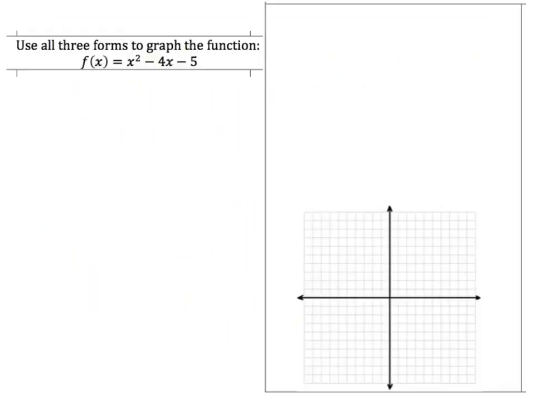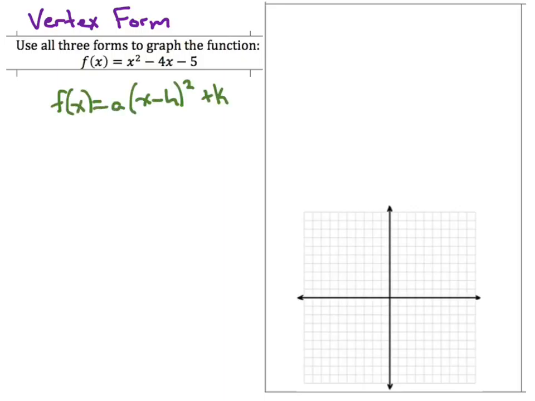All right. So now let's go ahead and practice using all three forms to graph the function. Let's first use vertex form. And then here's a reminder, that's what vertex form is. We get our h and our k. So, first thing you need to do to convert this standard form to vertex form, you need to complete the square. So, I have f of x equals x squared minus 4x minus 5.